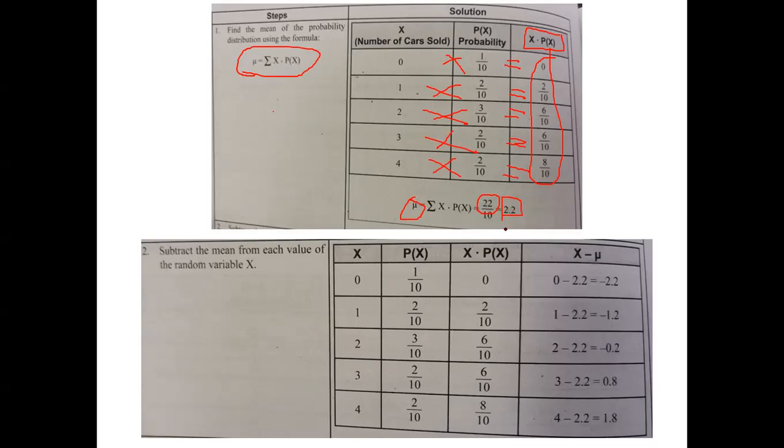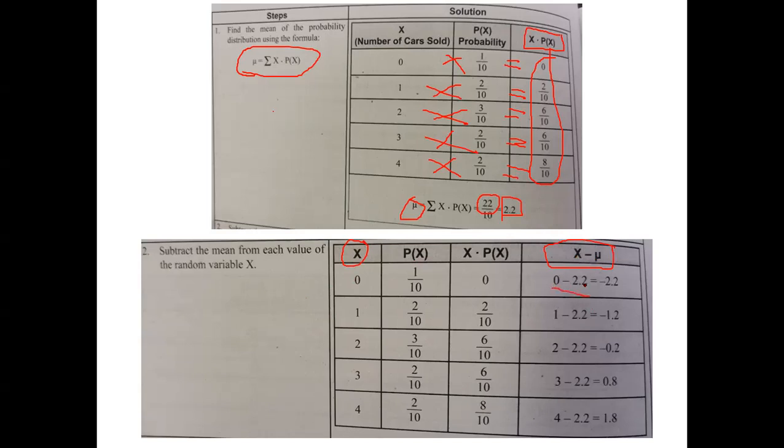Okay? So for the second step, we have here: subtract the mean from each value of the random variable. So our x will be subtracted by mu, since it says subtract the mean from the value. So we put x minus mu here. Our x is 0. Oh, it is already written here.